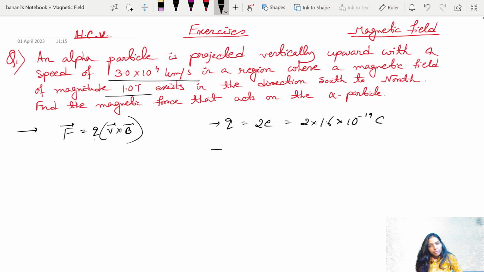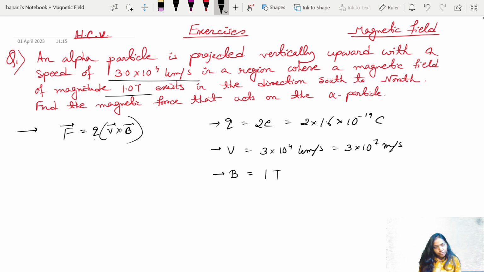The magnitude of the velocity is 3 × 10^4 kilometer per second, so it comes to 3 × 10^7 meter per second. The magnitude of the magnetic field is 1 Tesla. Now for the magnetic force, we have to find out the magnitude and the direction as well. So the magnitude will be F = QVB sin θ.